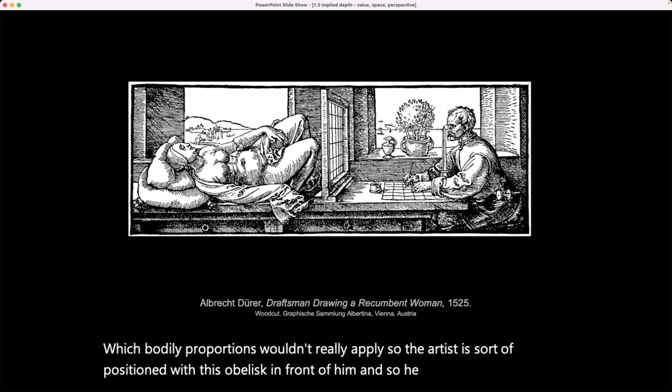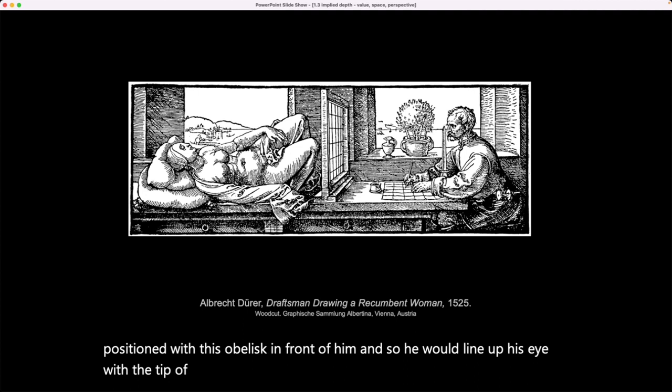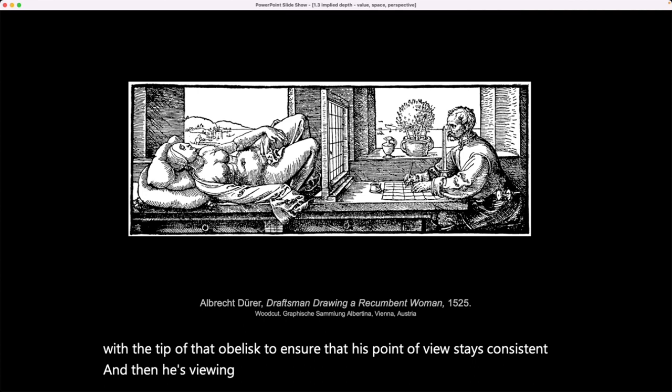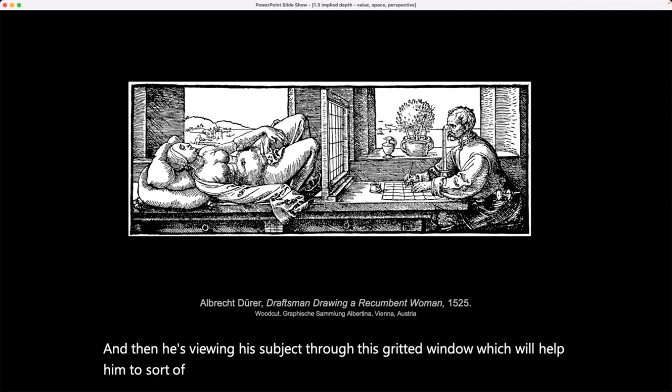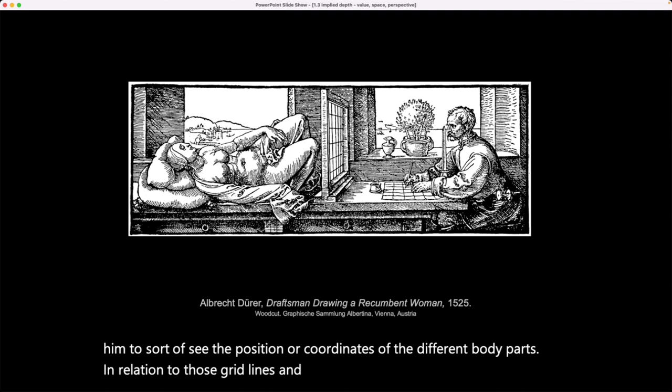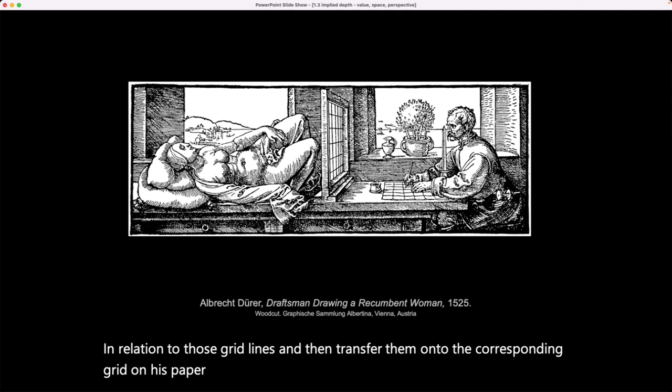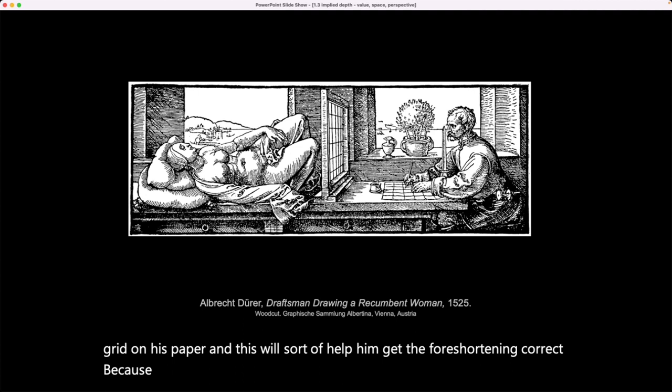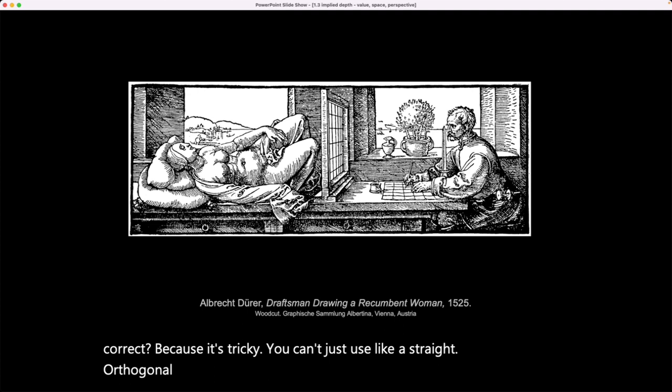And so he would line up his eye with the tip of that obelisk to ensure that his point of view stays consistent. And then he's viewing his subject through this gridded window, which will help him to see the position or coordinates of the different body parts in relation to those grid lines, and then transfer them onto the corresponding grid on his paper. And this will help him get the foreshortening correct, because it's tricky. You can't just use a straight orthogonal line because it's an organic shape or form.